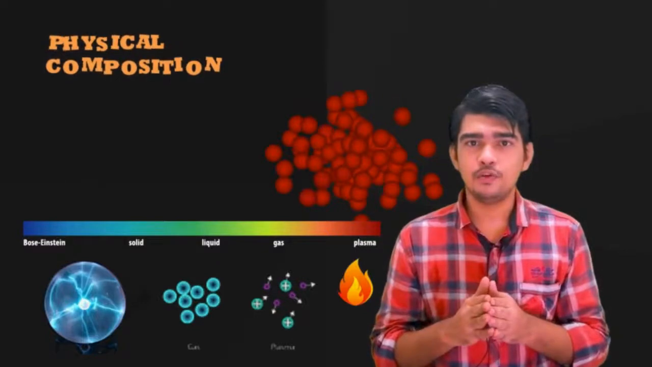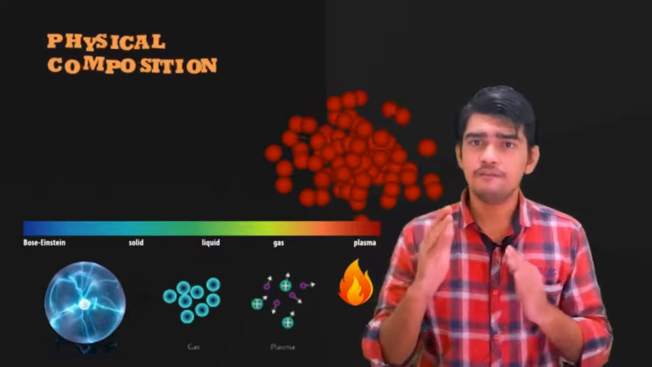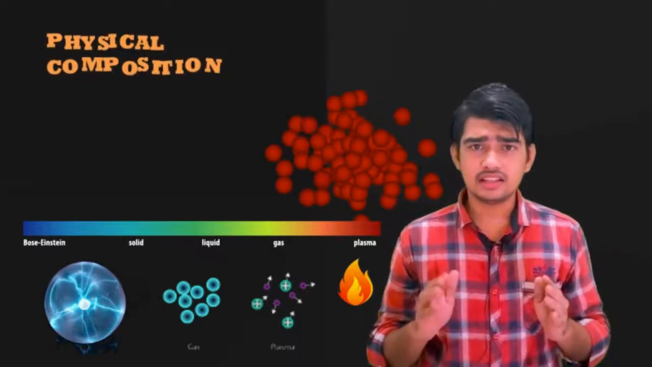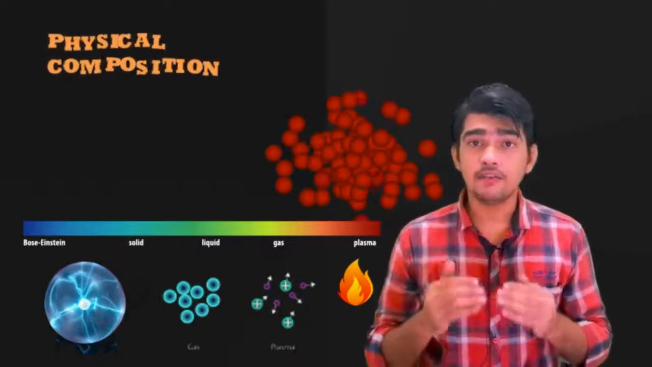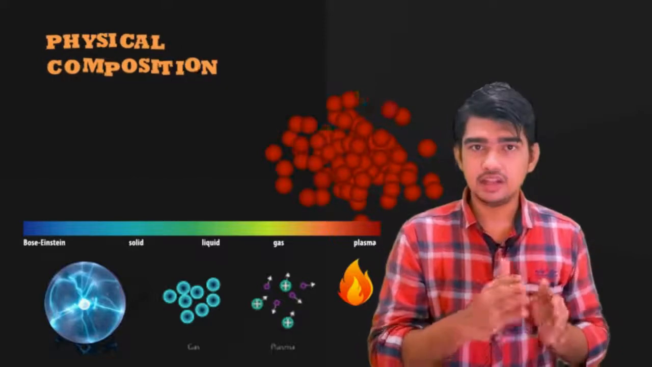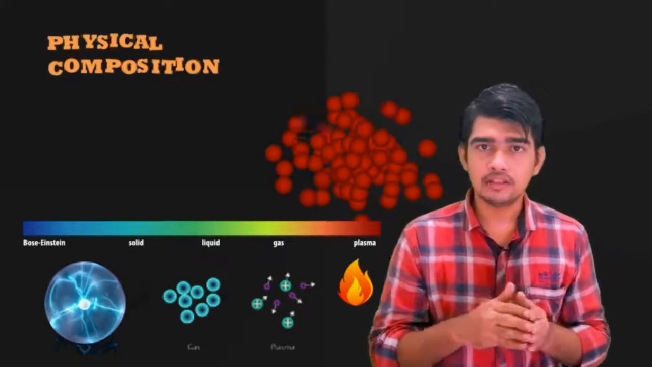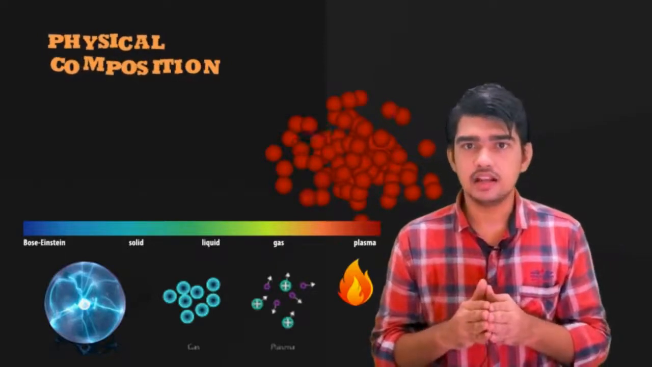This state is found in stars, sun, where extreme temperature is present. Not only in the sky, even in our home, we can find this plasma state. Yes, the fluorescent tube and neon bulbs have plasma within themselves.